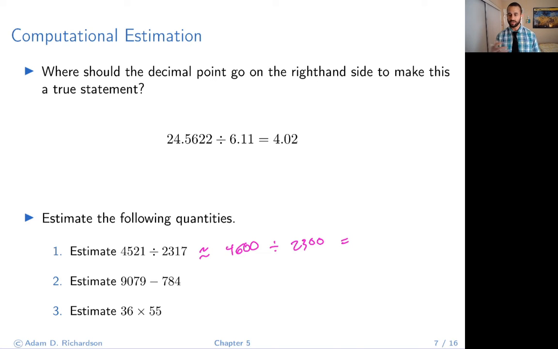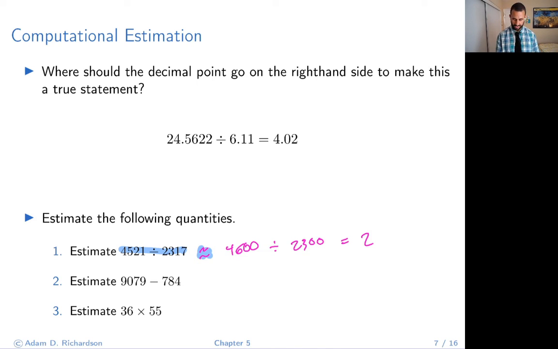And 2,300 goes into 4,600 twice. And that is actually equal. So notice here there's a difference. Here, this is an approximation because this is not equal to that. Definitely not equal to that. I just rounded a bunch of things, right? They're not the same anymore, but they are pretty close.